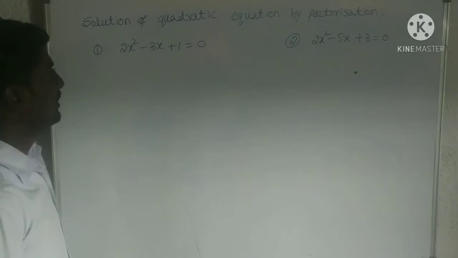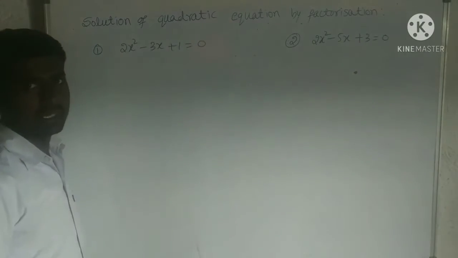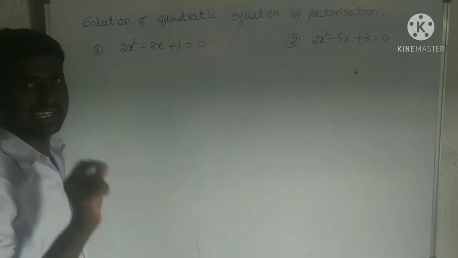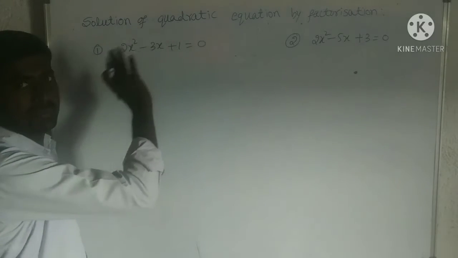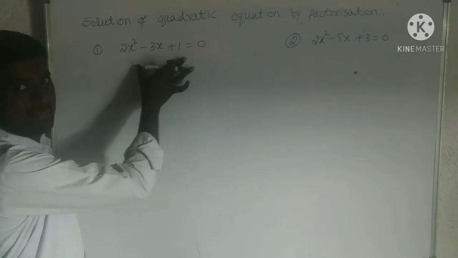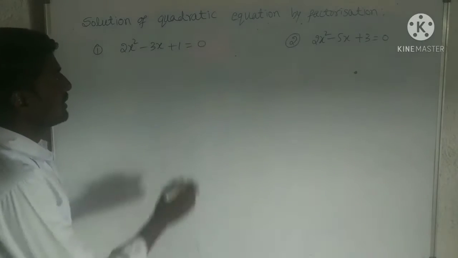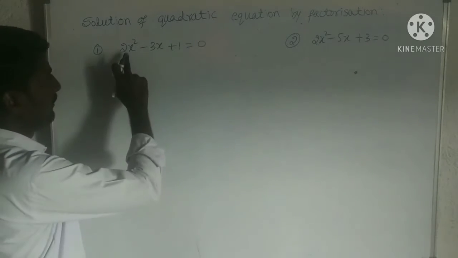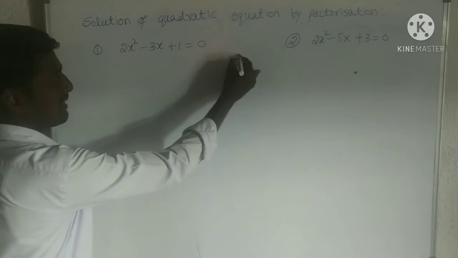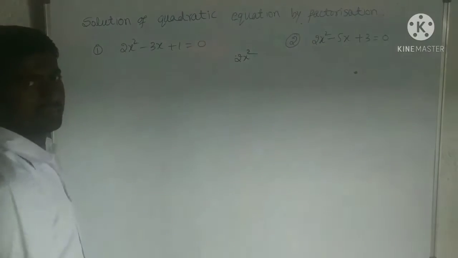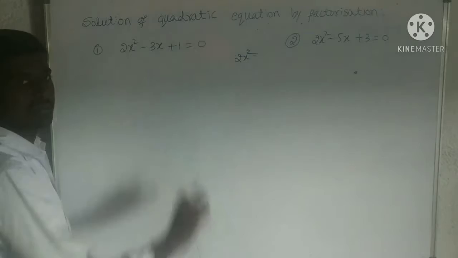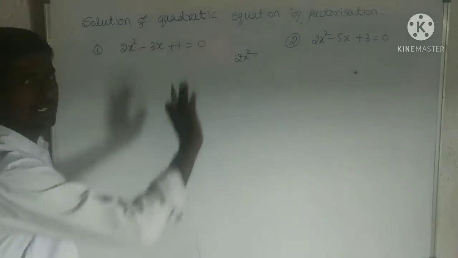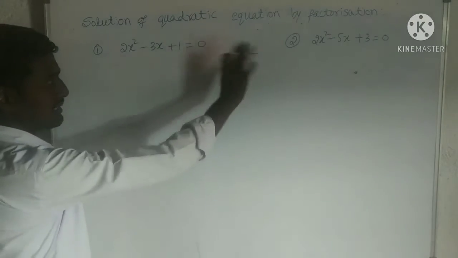See here. First we have to write the given example. I have taken two examples here. They must be in the standard form, that is ax square plus bx plus c equal to 0. So this example is in the standard form only. First you see the first and third terms here. Multiply them. 2x square into 1, that is how much? I'll get 2x square only. Multiply the first and third terms along with the sign also. Plus 2x square into plus 1 is 2x square. Now keep this in mind.